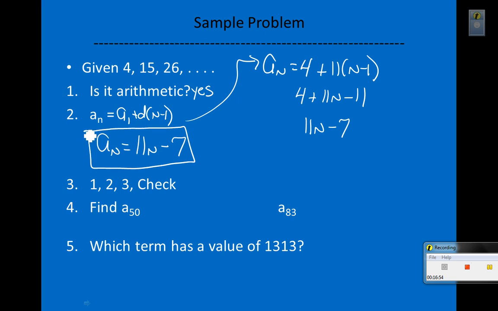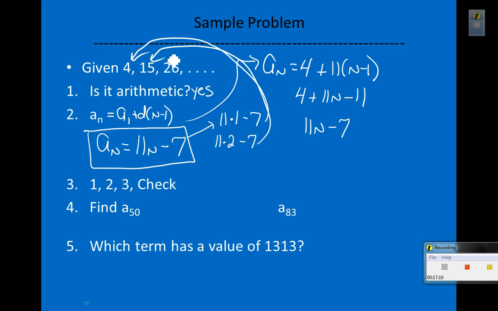Make sure it's right. Plug in 1 real fast. 11 times 1 minus 7, and it better equal 4. And then 11 times 2 minus 7, and it better equal 15. If it doesn't, you messed up somewhere. If you did, go find your error.